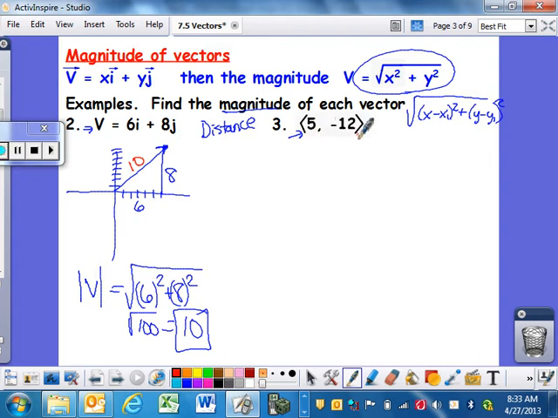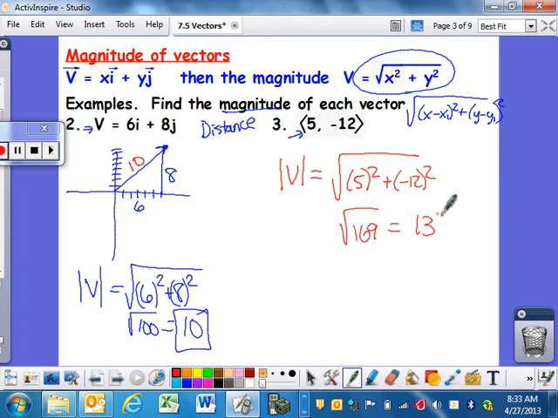Likewise on this one, a lot of you might be able to look at that and know, hey, 5, 12 has to share 13, or you just dump it in your formula. So magnitude would equal the square root of your distance on the x, which is 5 squared plus negative 12 squared. 25 plus 144 is the square root of 169, which does equal 13. So that would be the distance of that vector as well. So that is how you find magnitude.